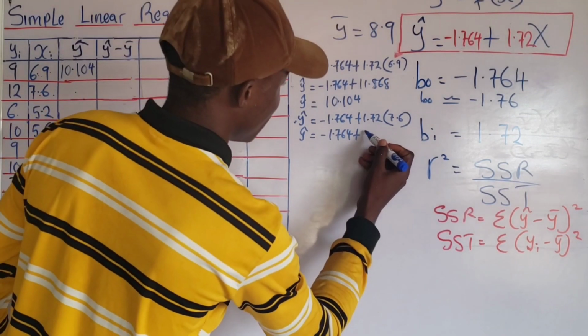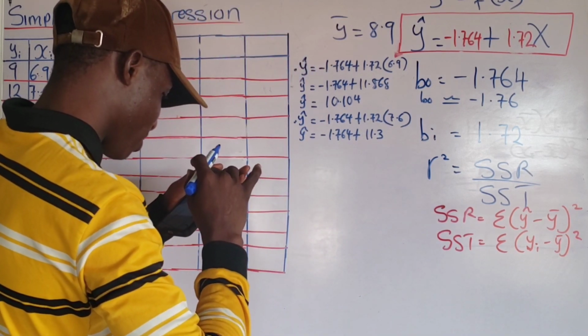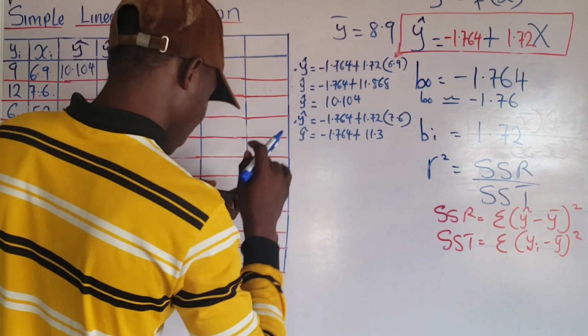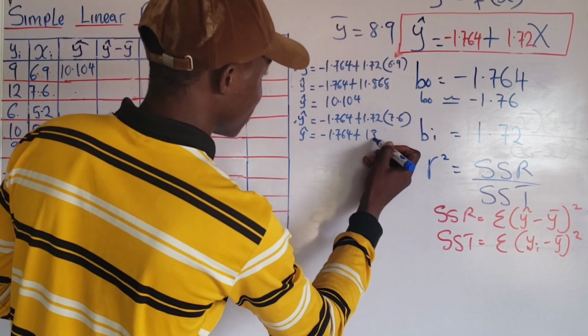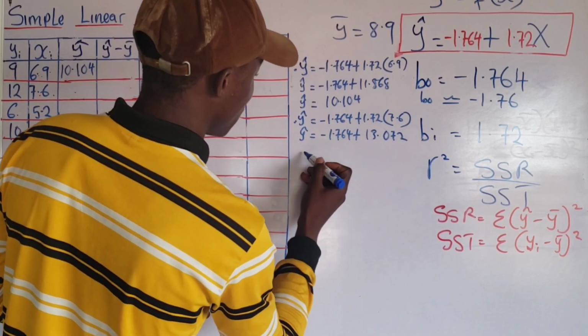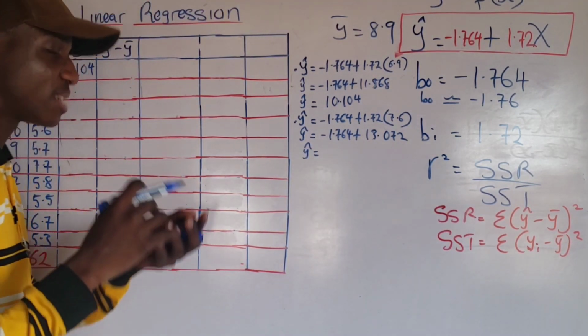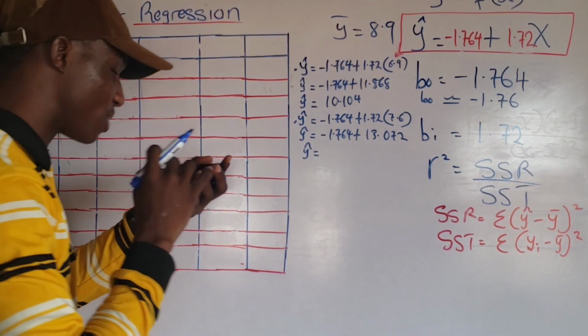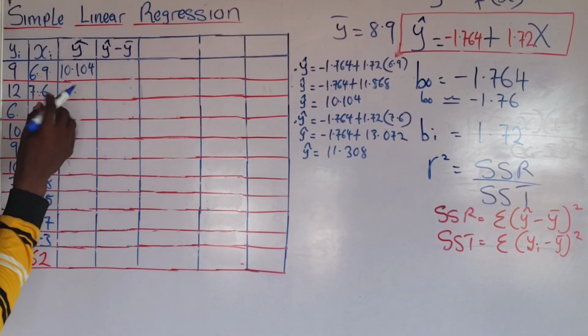11.308. Oh, sorry, I did something else. That is 13.072. So the predicted value of y is equal to negative 1.764 plus 13.072. That is 11.308. Okay, so here I'm going to have 11.308.